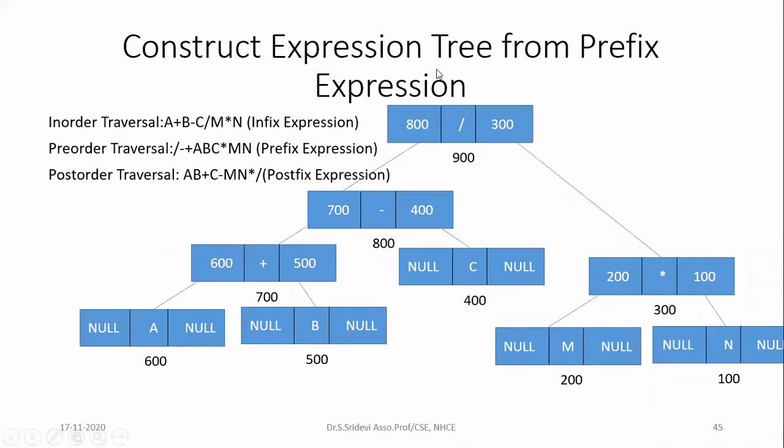We have seen how to construct the expression tree from the prefix expression. Now we are going to focus on how to perform the traversal on this particular expression tree. As I already told you, once you have constructed the expression tree, if you perform in-order traversal on the expression tree, you will get infix expression, where you can see operators are appearing in between the operands. And when you perform pre-order traversal on the same expression tree, you will be getting prefix expression, where you will have operators before the operands. And in case of post-order traversal, you will get postfix expression, where the operators appear after the operands.